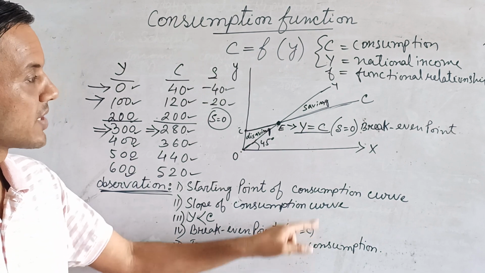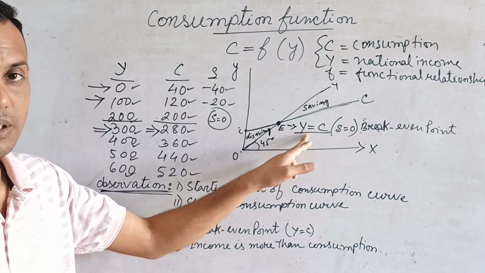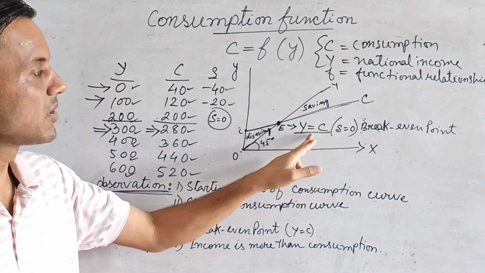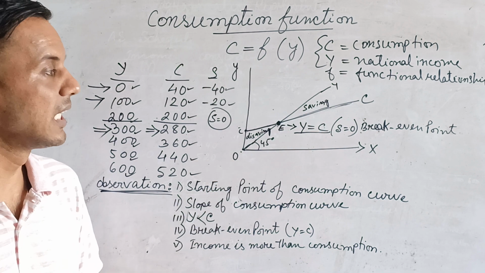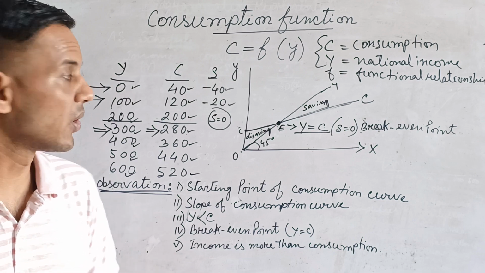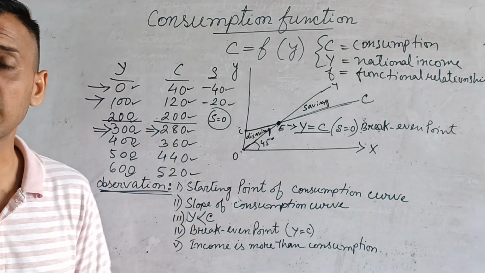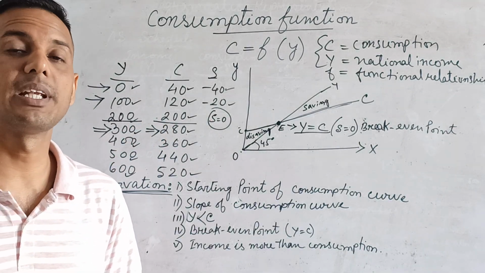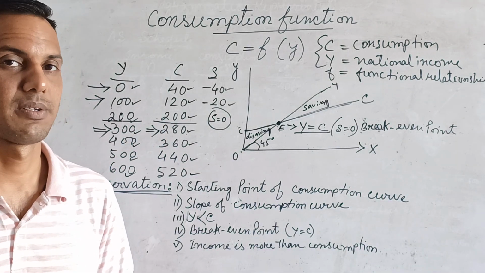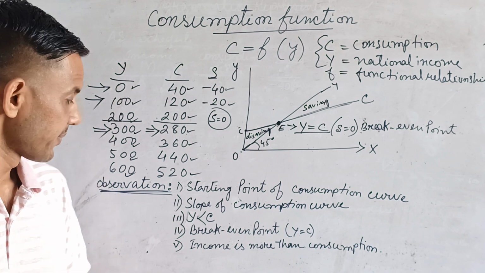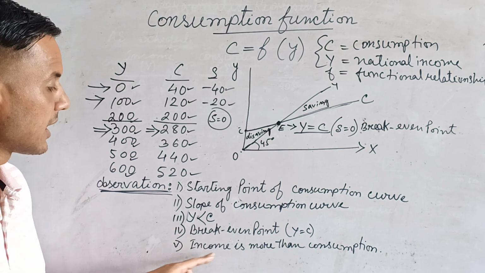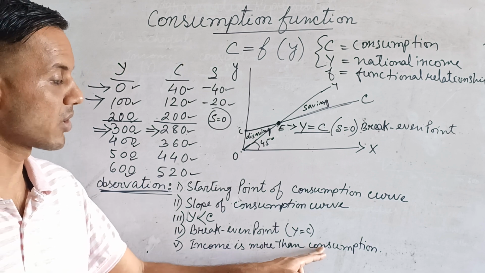Income is equal to consumption, already I have shown. So at point E, income is equal to consumption, so definitely savings is equal to 0. So income 200, consumption also 200, definitely savings is 0, and this is called the break even point. Clear? Then number 5, income is more than consumption.